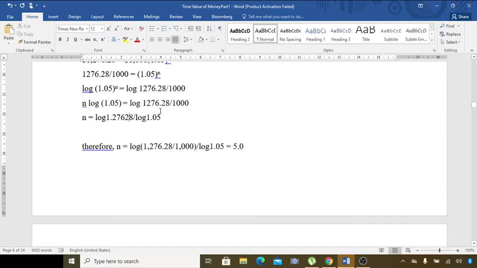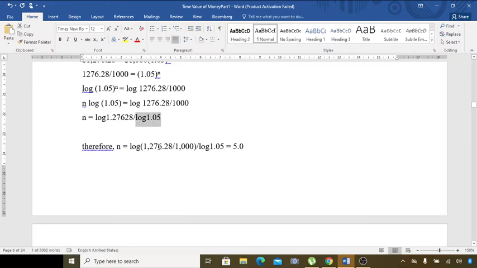So what you need to do is you solve this first. 1,276.28 divided by 1,000, which is 1.27628. Okay, then only you find the log. Okay, so how do you do it? Right, first you need to calculate this first.